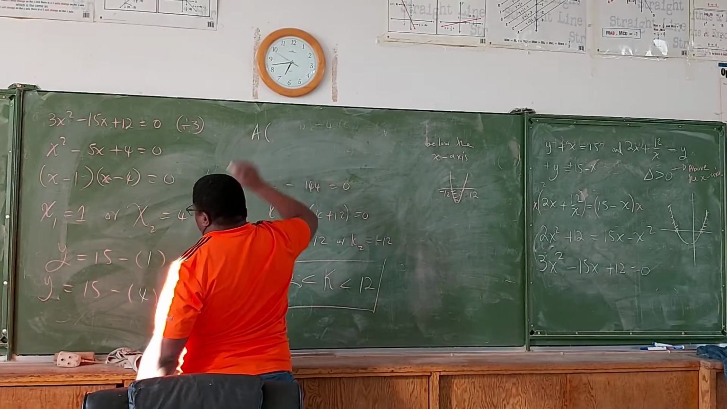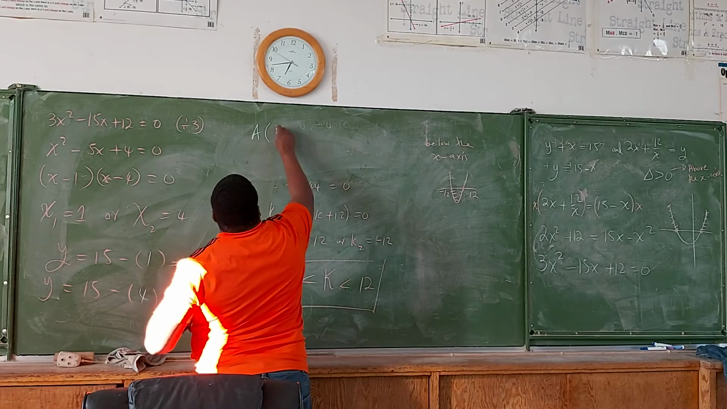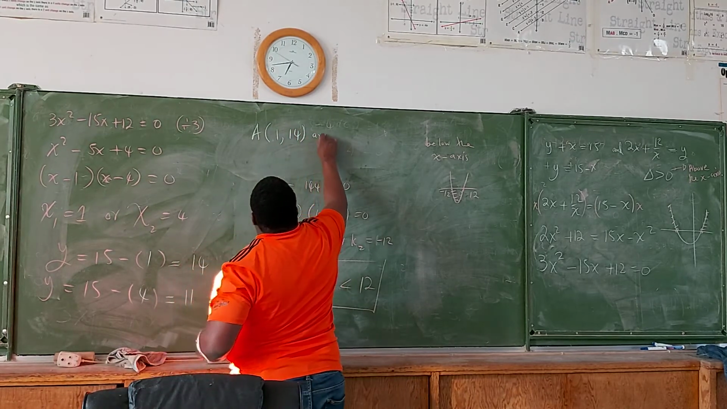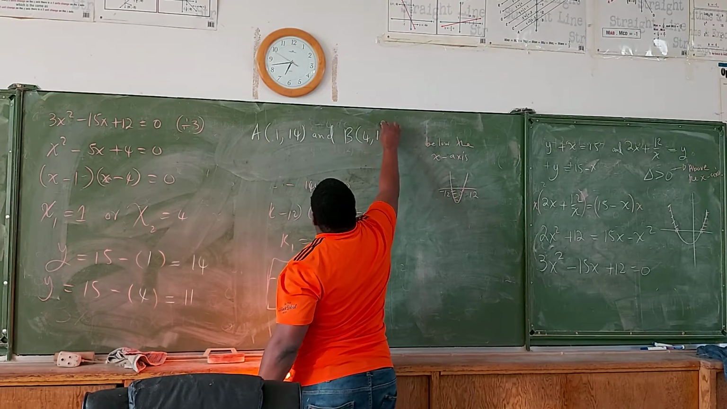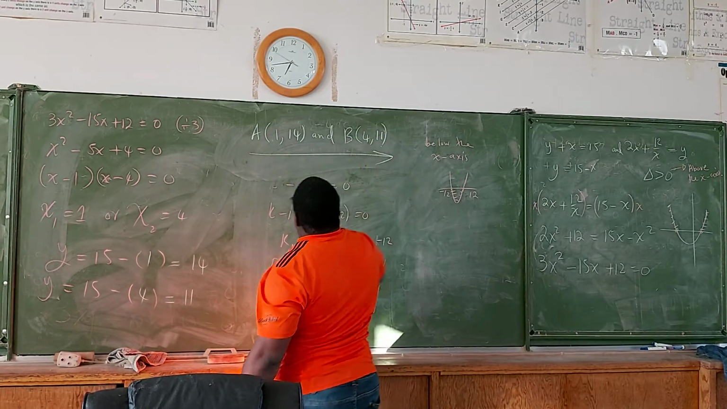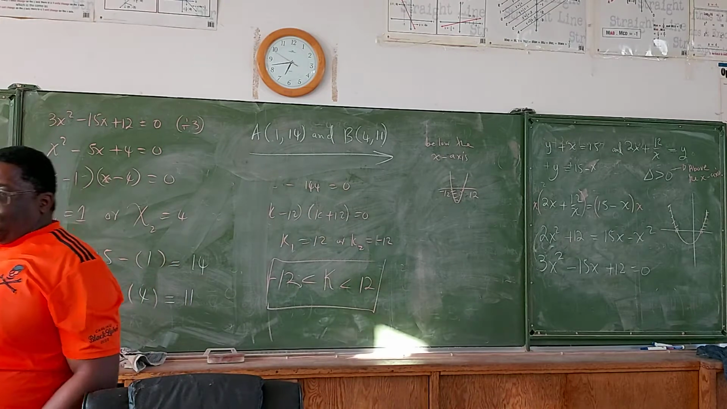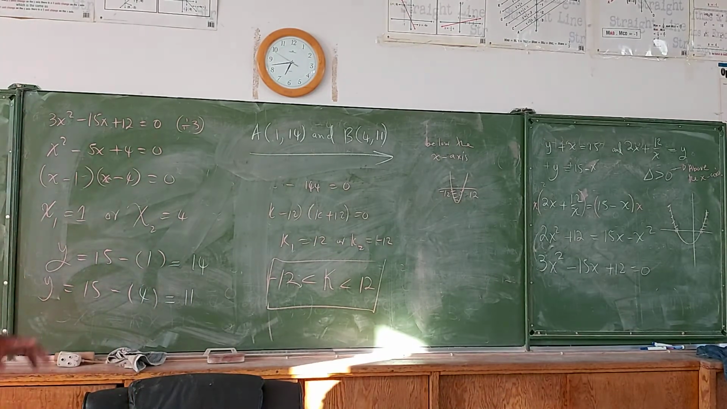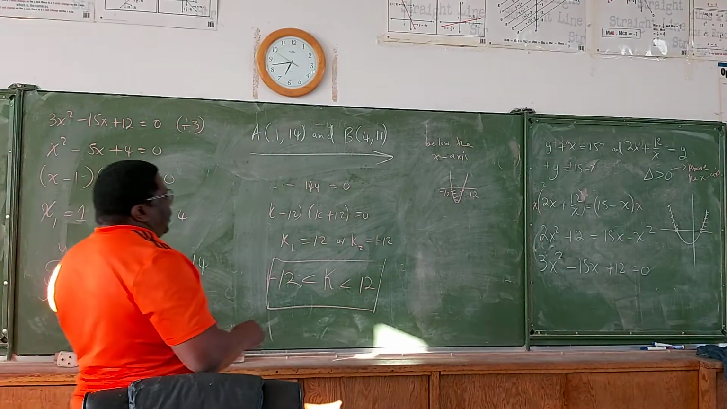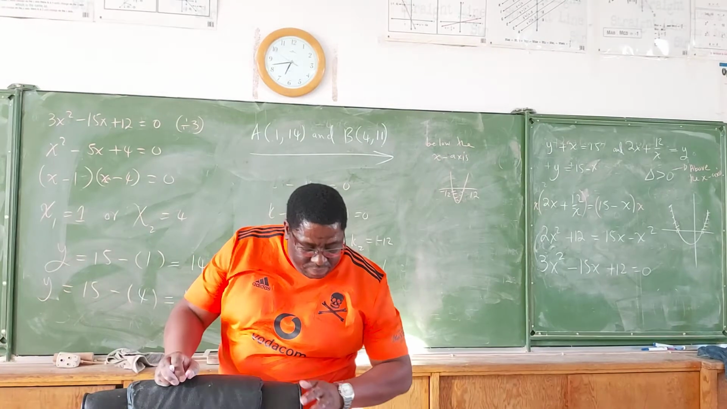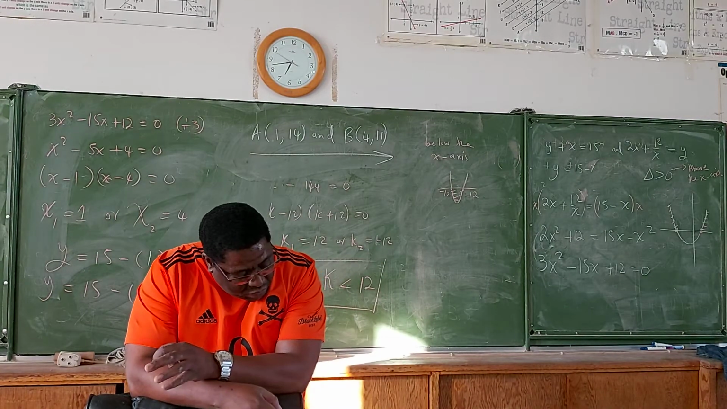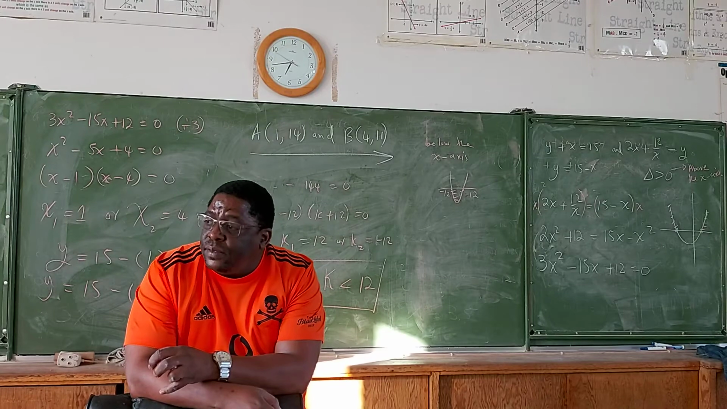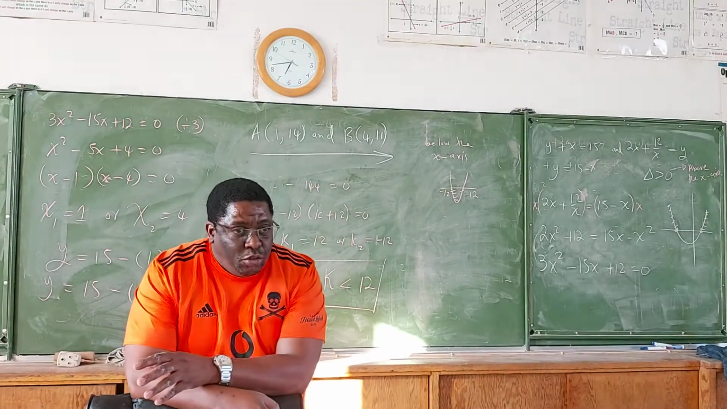So point A will be 1 comma 14, and point B would be 4 comma 11. Nothing different. Nothing to be afraid of. But is this the solution to our question? Find the values of A and B. Yeah? It should.